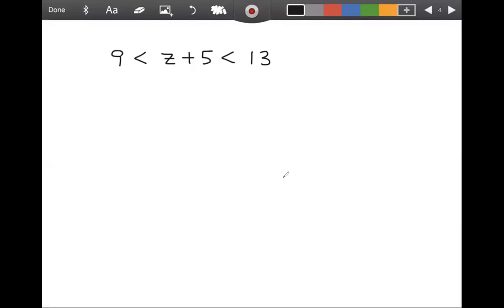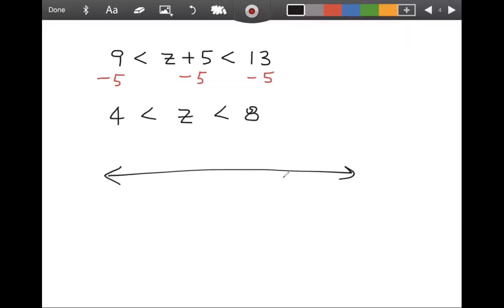This one's very easy. The only thing that's keeping z plus 5 from being z is the plus 5. So we're going to do -5 on all three parts of the inequality, which gives us 4 is less than z is less than 8. Again, remember that means z is between 4 and 8. 4, 5, 6, 7, 8. Okay, so parenthesis at 4, parenthesis at 8, color everything in between.